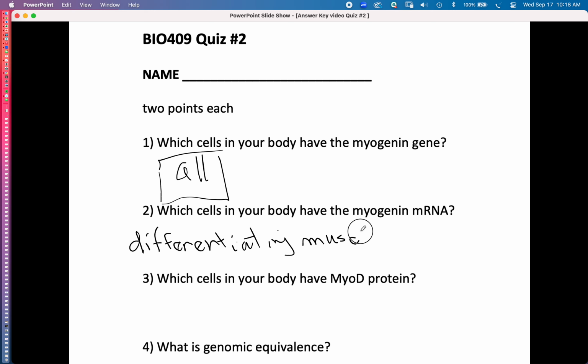So before we dive into the details, it's really key to understand. We just established all cells have the DNA, but not all cells have the myogenin mRNA. The myogenin mRNA is only present when the gene is being expressed, and it's always present when the gene is being expressed. So there are many, many copies of it in a cell that has the myogenin mRNA.